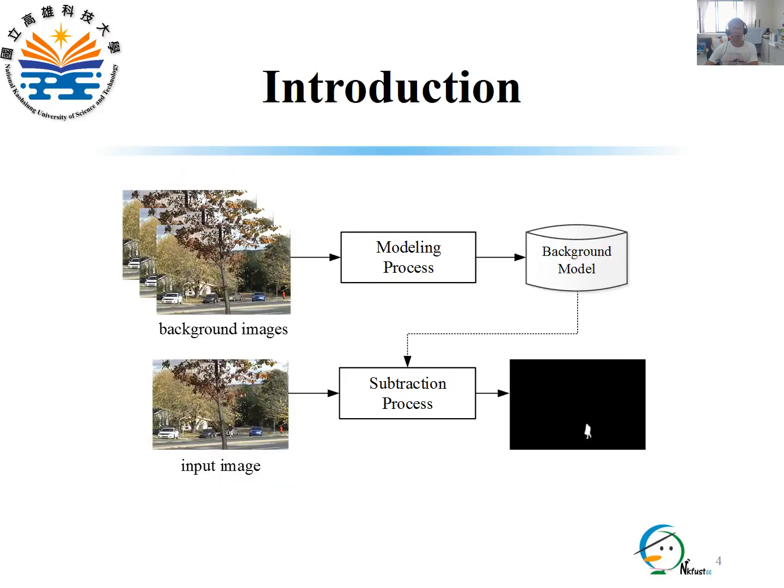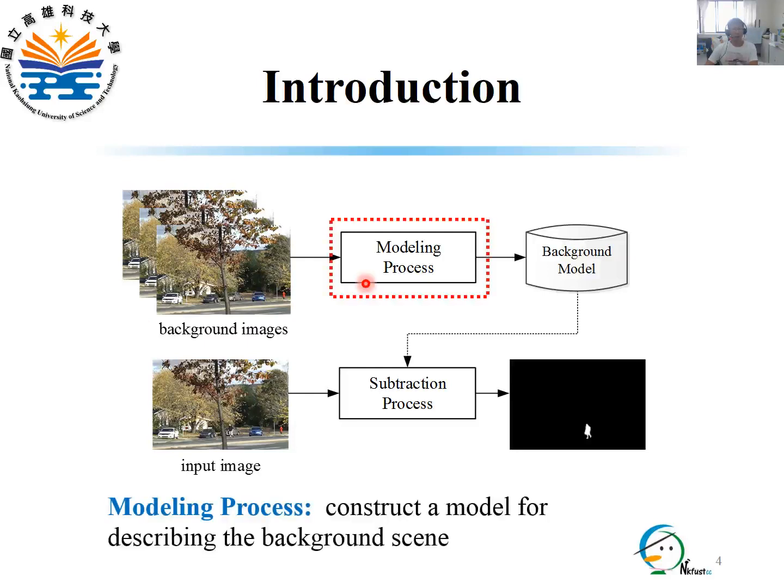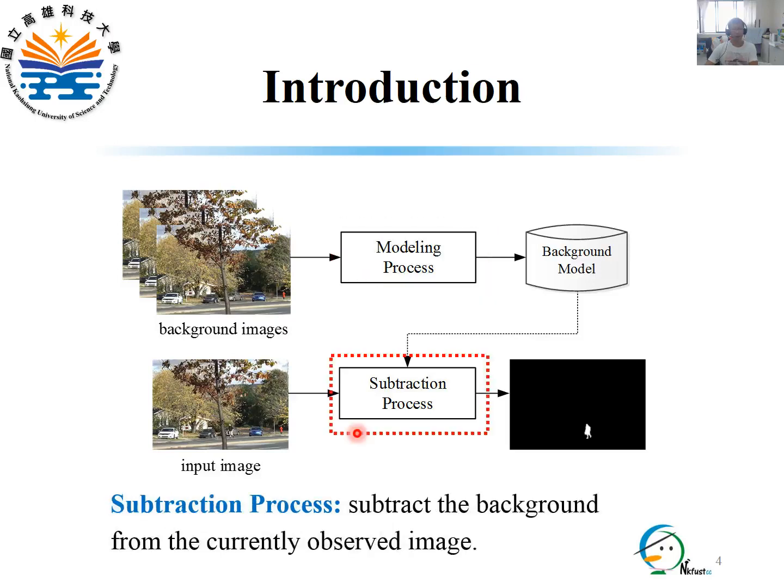In general, the algorithm for background subtraction consists of a modeling process and a subtraction process. Given a sequence of background images, the modeling process constructs a model for describing the background scene. The subtraction process subtracts the background from the currently observed image so as to obtain the foreground mask.